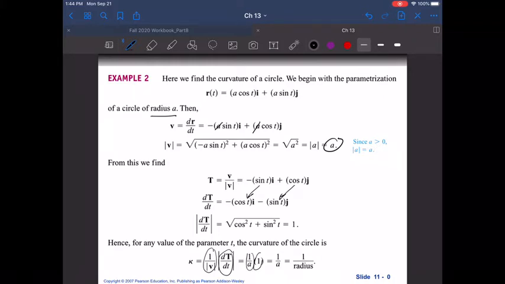Okay, so interesting little one there for circles. Your curvature is always going to be 1 over the radius. It's independent of where you are on the circle, which should make sense because it's not going to change. So we at least would have expected that the curvature was the same the whole way around.